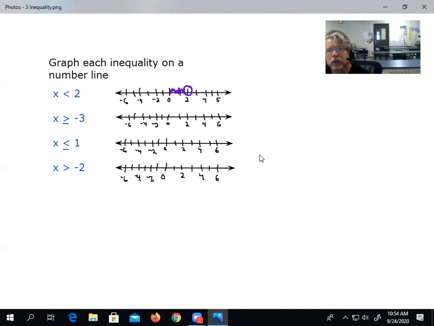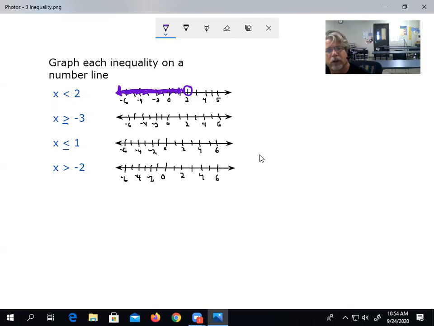So what you end up doing is shading all of the numbers left of 2. Even the little arrow gets shaded in. So the solution would look something like that. All the shading goes to the left. So notice how the inequality symbol actually turns into like an arrow. It tells you which way to actually shade. It kind of says shade to the left.